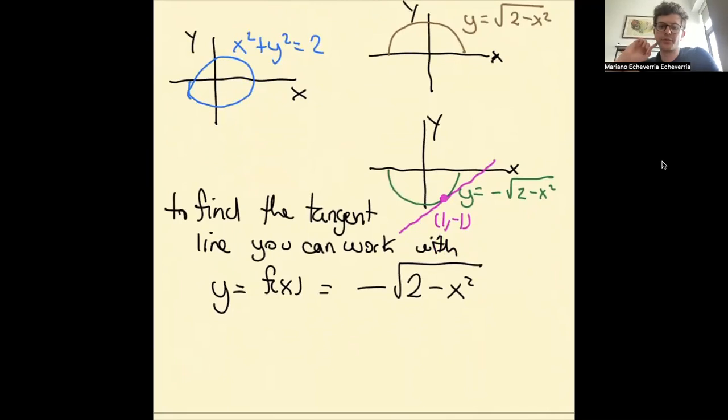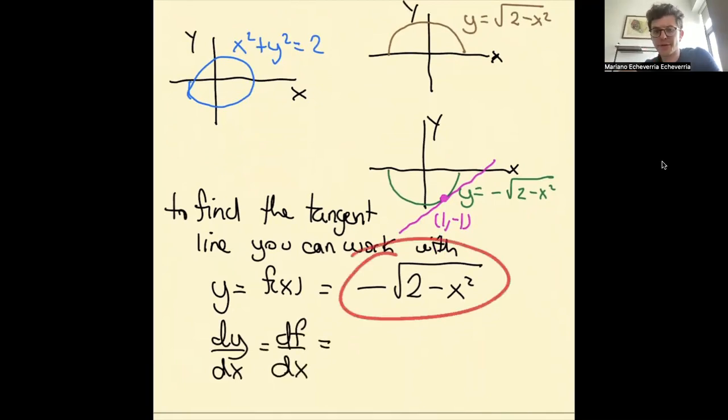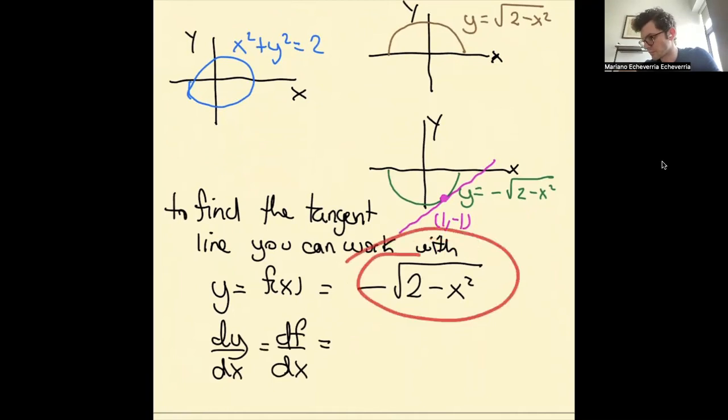And then to find the tangent line, we need the slope, right? So what's the slope in this case? It is the first derivative, right? So what's the first derivative of this function? Anyone remember how you would find this? What's the answer in this case?